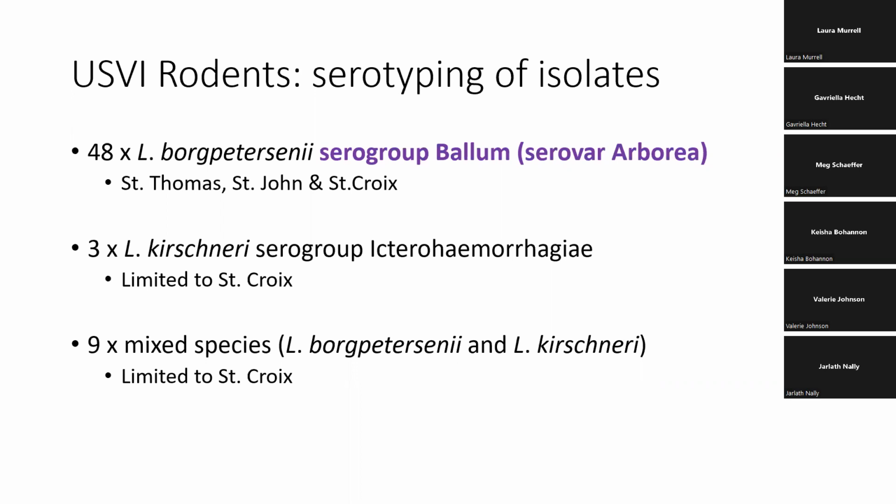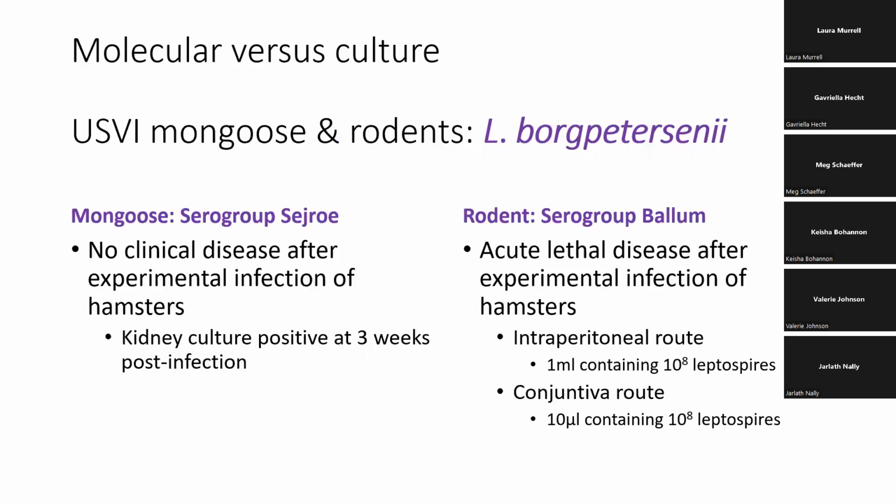Next slide, please. So this is the point I really want to highlight in terms of the molecular epidemiology versus the importance of serotyping. Both USVI mongoose and rodents are acting as reservoir hosts for borgpetersenii, but in the case of the mongoose, they're shedding serogroup Sejroe, whereas the rodents are shedding serogroup Ballum.